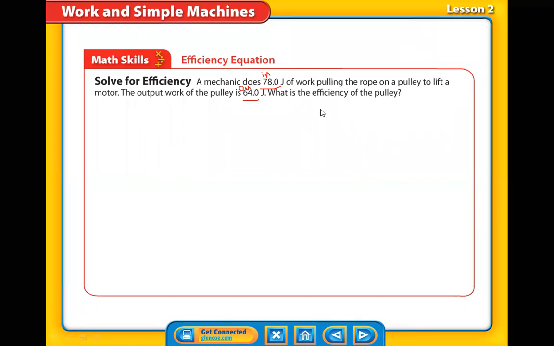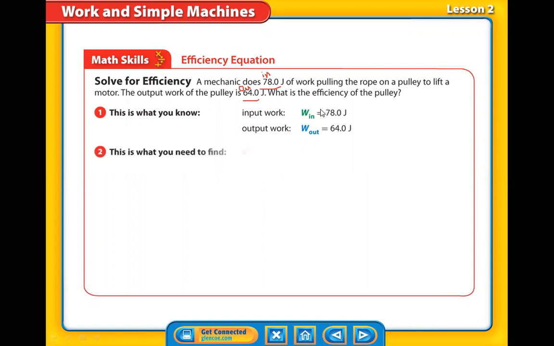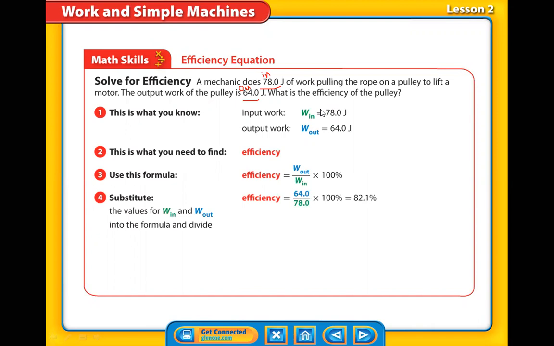Then, as we do in all problems, we first write what we know: the input work, which is 78 joules, and the output work, which is 64 joules. Then we write what we need to find, which is efficiency. Then we write the formula: W out over W in, which means the output work over the input work, multiplied by 100%. Substituting, we get the result 82.1%. So yes, the efficiency is now less than 100%. Why? Because there is a friction force in this machine.